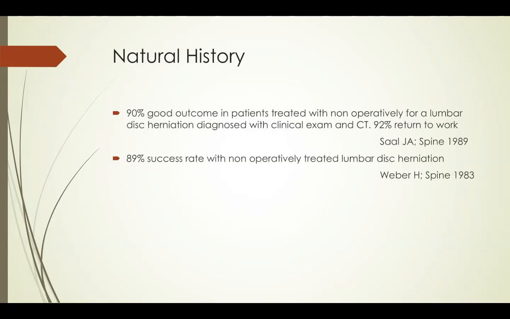So, natural history. What happens if you don't do anything? Almost 90%, in any paper you take on the natural history of a disc herniation, almost 90% of people get better by themselves. So you just have to assure the patient when you see them within the 6 weeks of symptoms. I usually tell the patient, unless there are acute issues, 90% of people get better by themselves. So you have to be patient, and wait and watch the patient for at least 6 weeks.